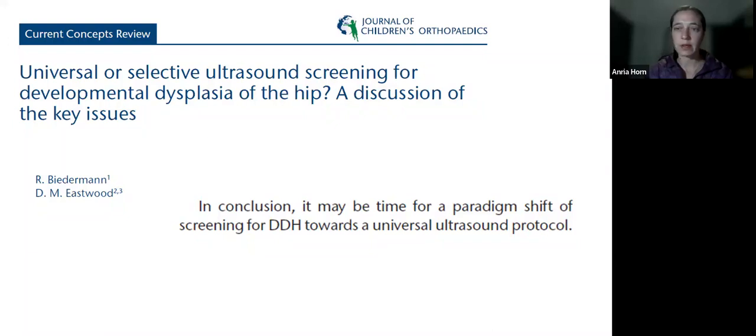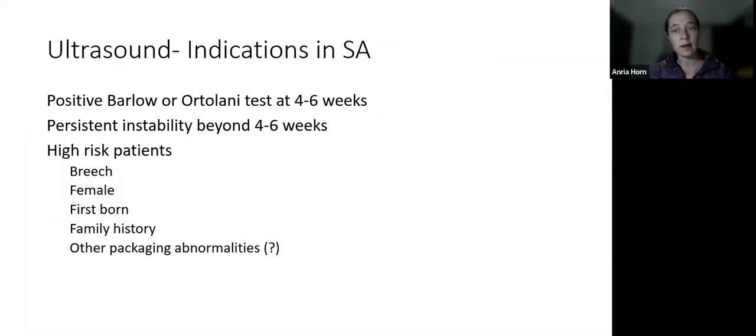It's a little bit rich because it comes from the NHS, and they certainly do not have the resources to do that either. So this is kind of the South African consensus, kind of the way we do it. If you have a positive Ortolani or Barlow test at 4 to 6 weeks still, then you need it. If there's persistent instability, and then all your high-risk patients, so breech, females, questionable firstborn, family history, and any other packaging abnormalities.